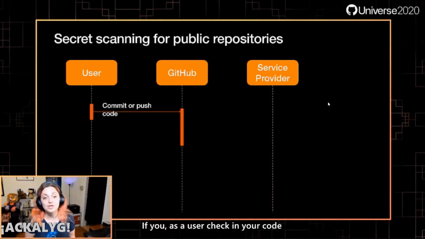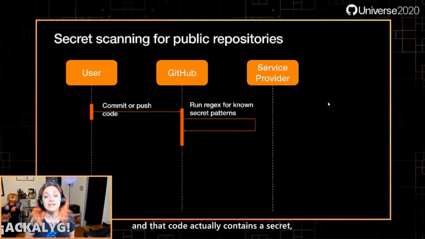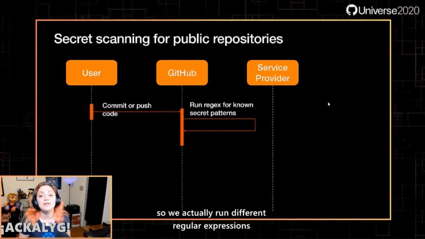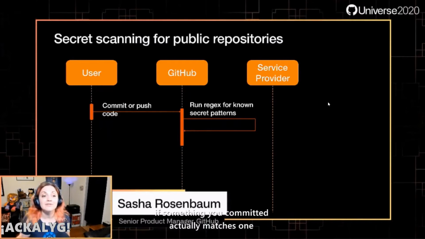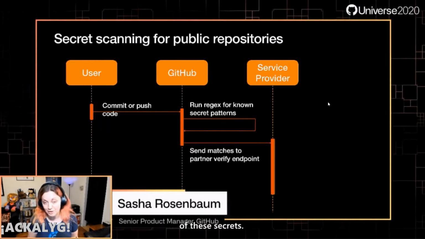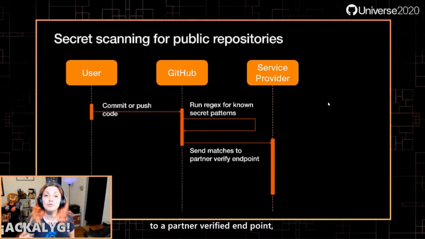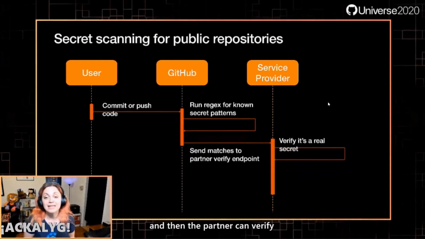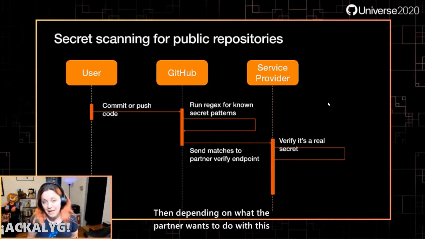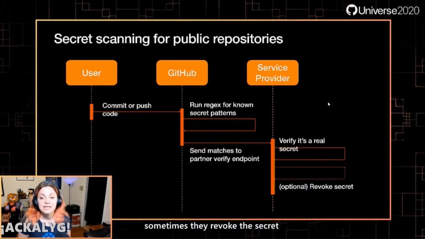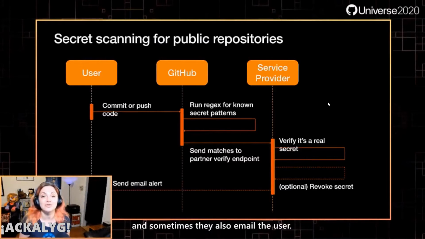If you check in code that contains a secret, we run different regular expressions from known secret scanning partners to identify if something you committed matches one of these secrets. We then send the matches to a partner verify endpoint, and the partner can verify if it's a real secret or not. Depending on what the partner wants to do, sometimes they revoke the secret, and sometimes they also email the user.